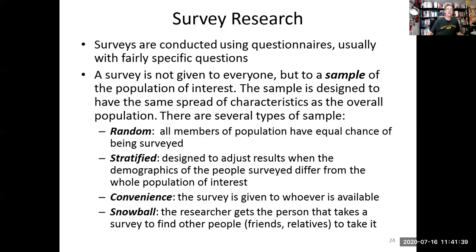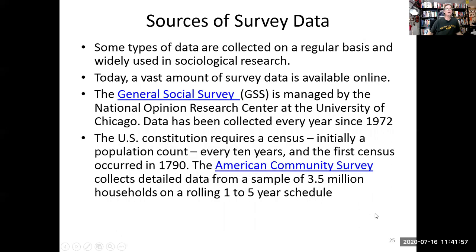That's an extreme example. There are other aspects of human social behavior that people do not share widely, and you may want to try to get some information about that. So snowball, you give it to one person, they give it to somebody else, and maybe ask that person to give it to somebody else. Survey data, you don't always have to design your own research. There's an incredible amount of survey data online. I just mentioned the Census Bureau, the American Community Survey, but the biggest one, General Social Survey.